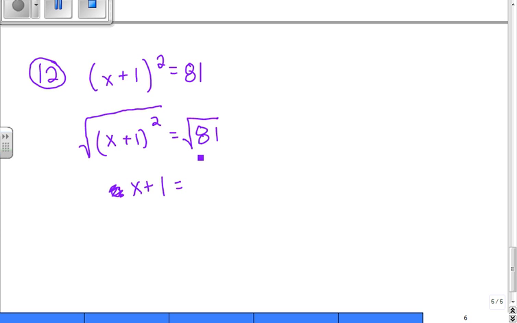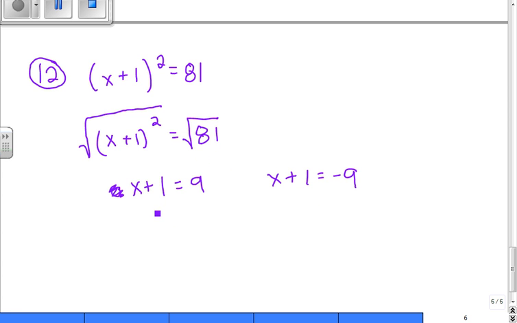Now here's where you have to be careful. Let's think back. We said this was a parabola. A parabola would have two x-intercepts most likely. And the way that we would get that is by using the positive and the negative root. So we can have this equals 9, and we can also have x plus 1 equals negative 9. Because negative 9 times negative 9 is still positive 81.